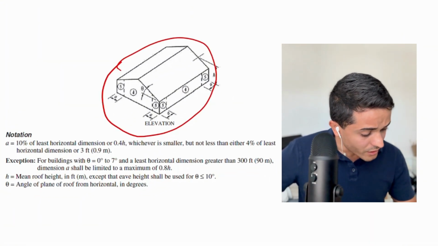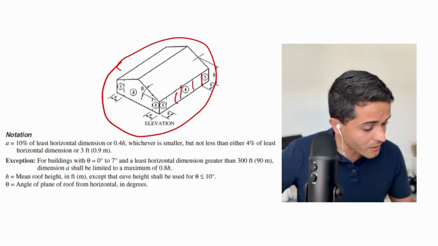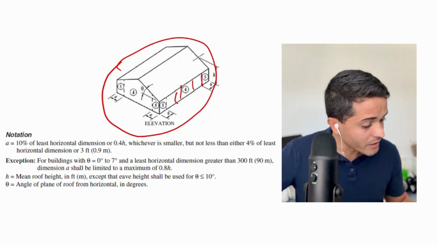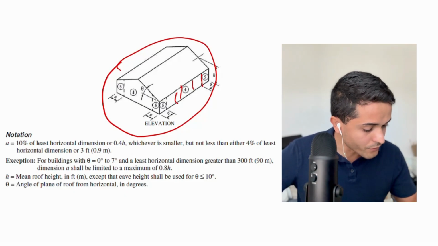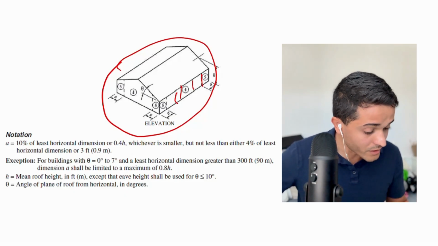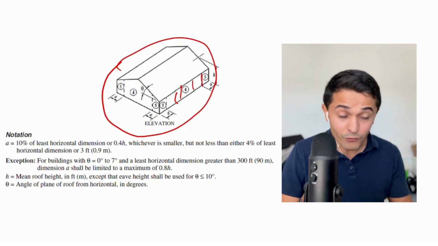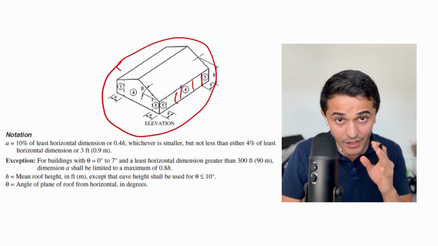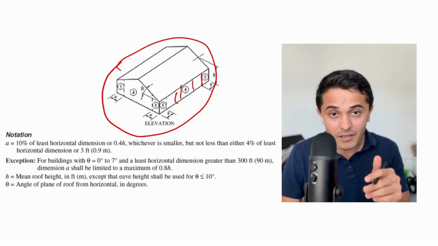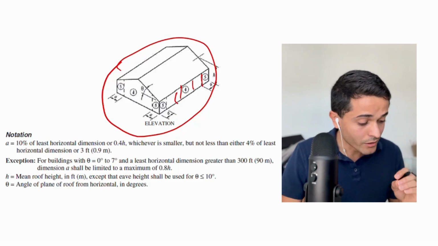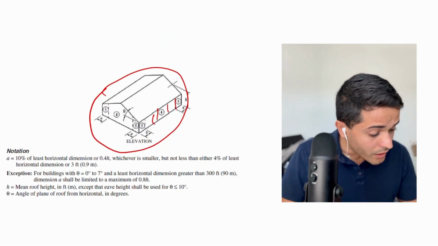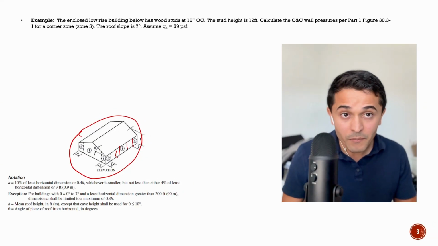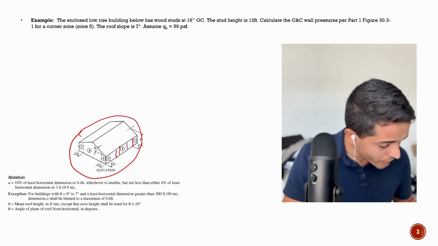And we have wood studs at 16 inches on center on the exterior of this load-bearing wall, let's say. The stud height is 12 feet. Let's calculate the components and cladding wall pressures per part 1 of this figure here that I'm going to put up in a second. For corner zone or zone 5, the roof slope is 7 degrees, and that is important to know and something that always trips people up in the PE exam or the ASCE exam, and we're going to see here in a little bit why. And then assume that qh is 59 psf. So we got our building.